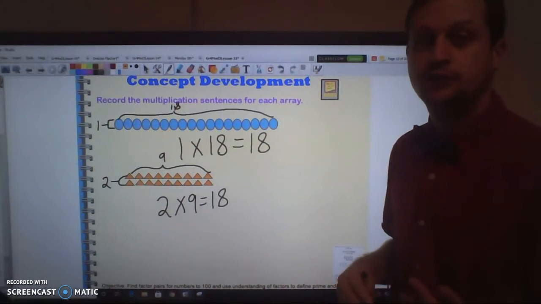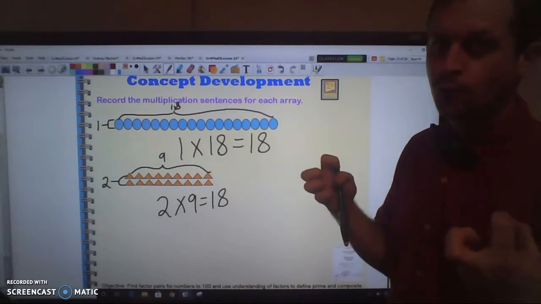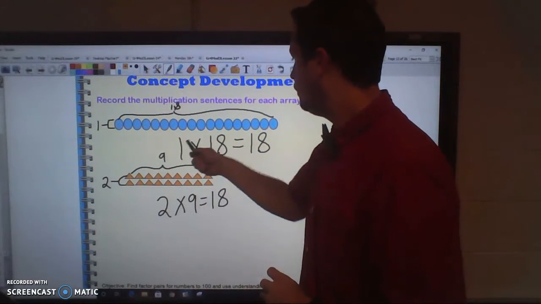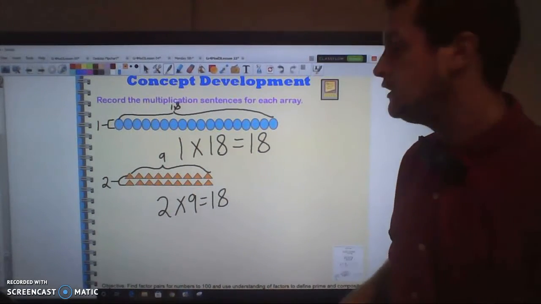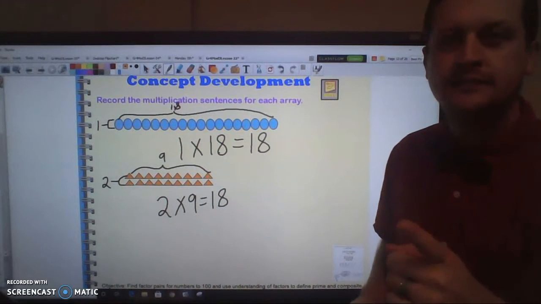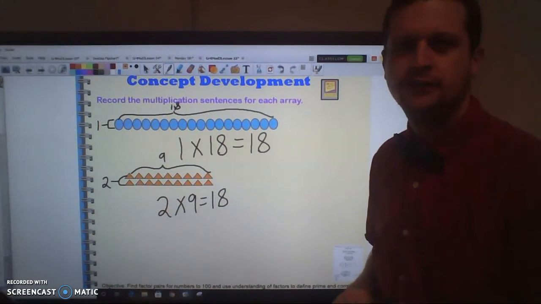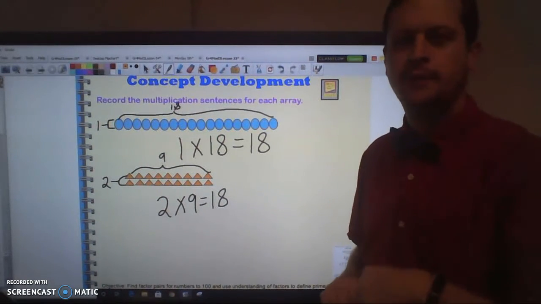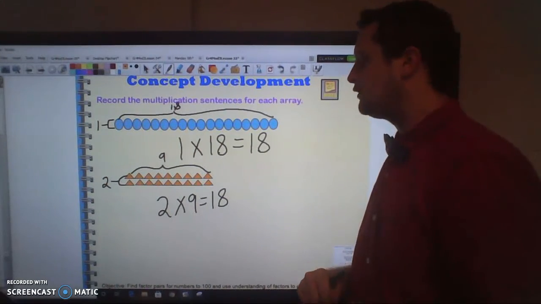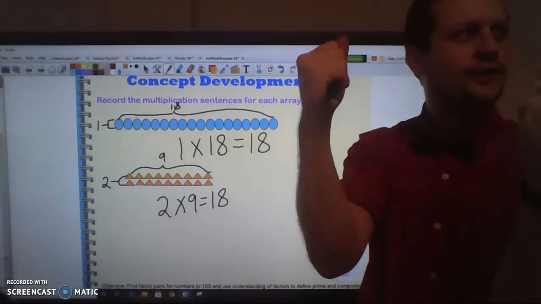And just like Mr. Jensen said before, super ultra important, because this has more than 2 factors, 1, 2, 3, 4, at least 4 factors, because it has more than 2 factors, it is composite.